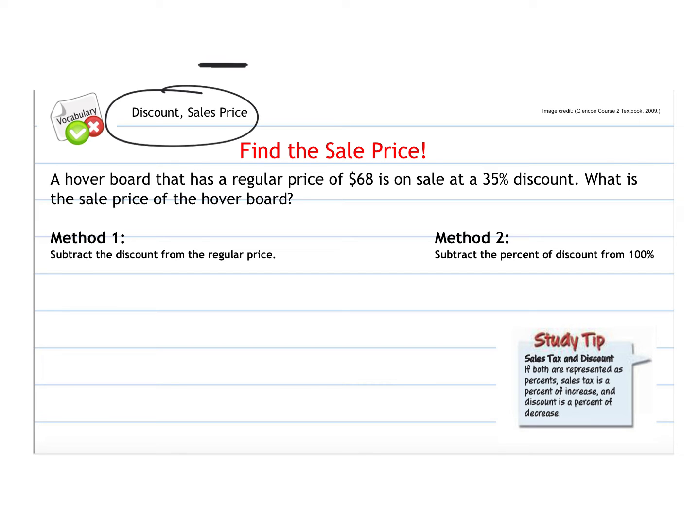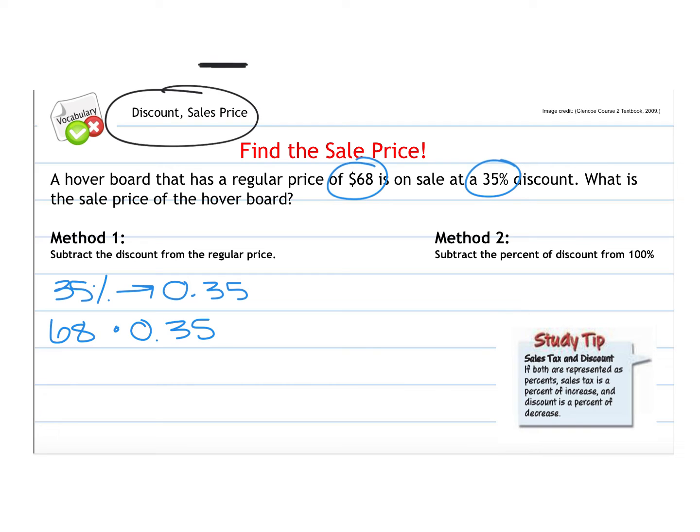So we're going to use very similar methods for finding discounts. For this one, I want you to use both methods so you have an example of both in your notebook. A hoverboard that has a regular price of $68 is on sale at a 35% discount. What is the sale price of the hoverboard? So method one, we're going to subtract the discount from the regular price. So we're going to do the same thing. We're going to take 35%, make it a decimal, so that'd be 0.35. Then I'm going to take 68 and multiply it times 0.35.